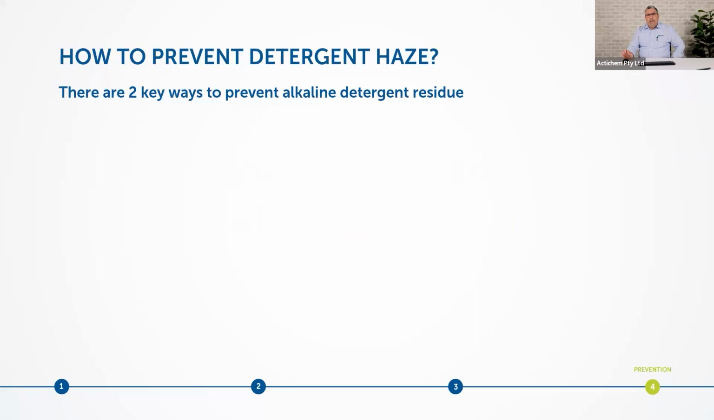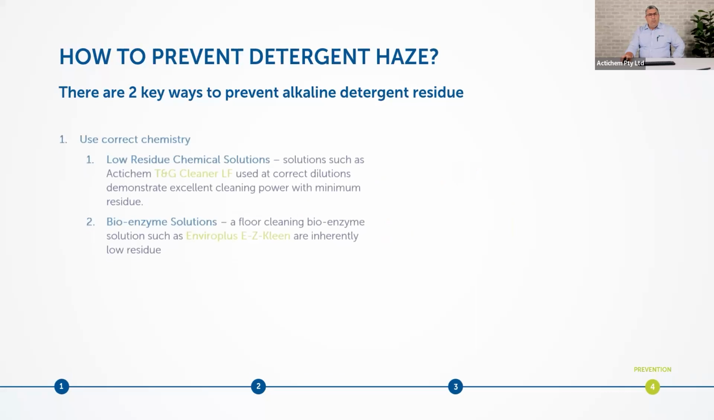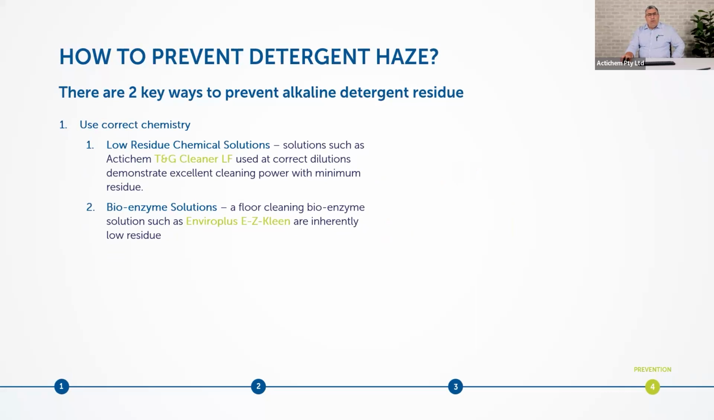Now, there are 2 key ways to prevent alkaline detergent residue, and you probably already know what they are, having thought back on how they're caused. The first one is to use the correct chemistry. Always use low residue chemical solutions when maintaining tiles. So we are not talking about the deep cleaning of tiles now. We're talking about the daily maintenance. This is when the alkaline detergent residue is built up. So use a low residue chemical solution.